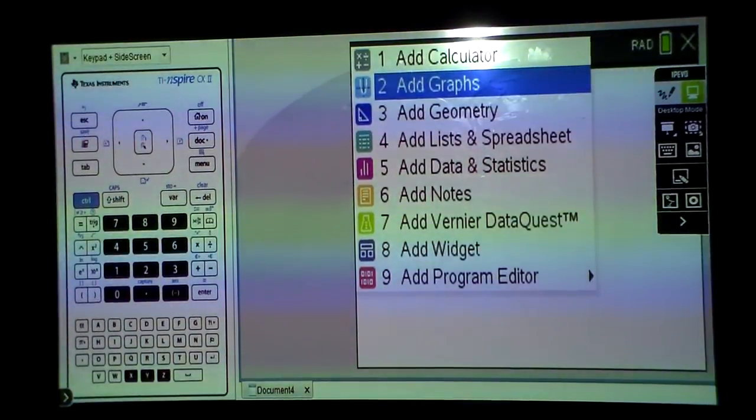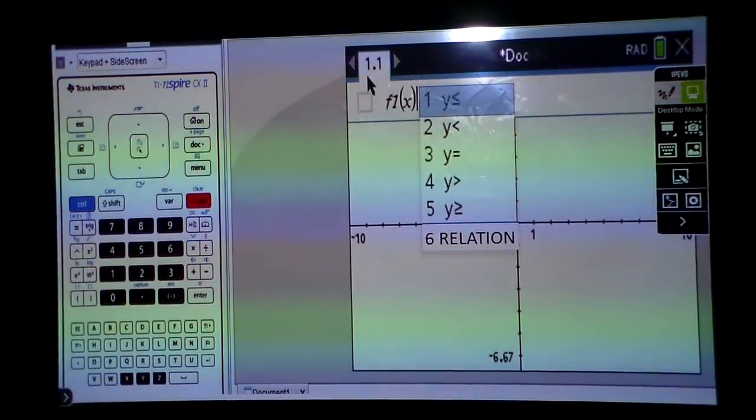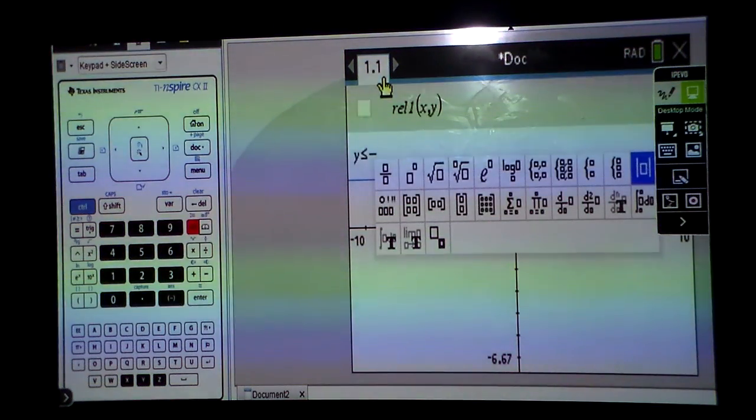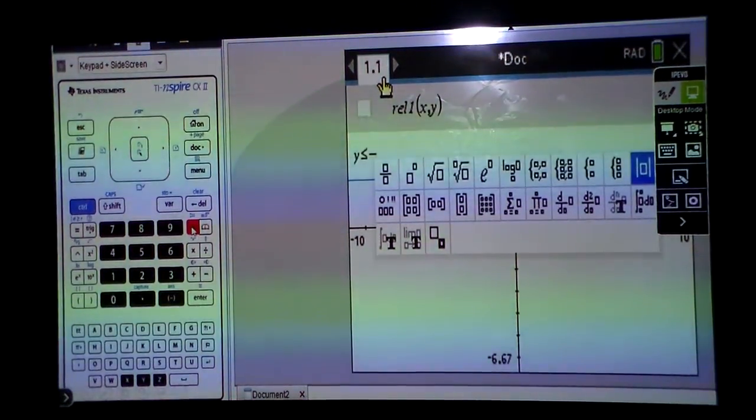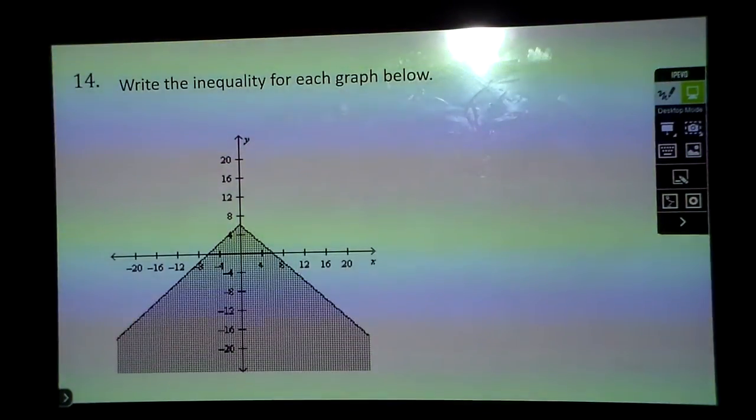Or you can go to your calculator also, type it in, make sure you hit the delete button to back up so you can type in the y less than, and you can graph it. Make sure you use your absolute value sign from this button right here, and you can type it in to test it out. You can do the same thing here.